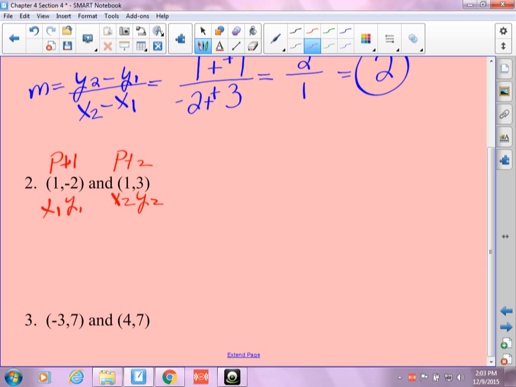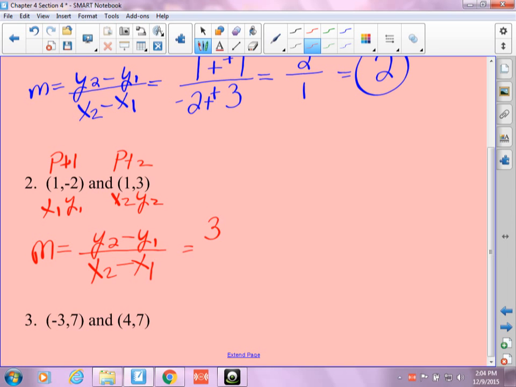Let's write that formula. M equals what? y2 minus y1 over x2 minus x1. Good. If you see it and say it and write it, you'll remember it. Okay? All right, what's my y2?